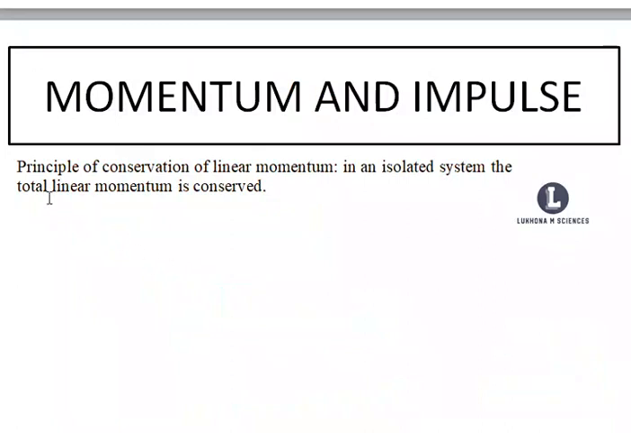The principle of conservation of linear momentum states that in an isolated system, the total linear momentum is conserved. There is another term here, isolated system. When we say the system is isolated, the net external force is equal to 0.